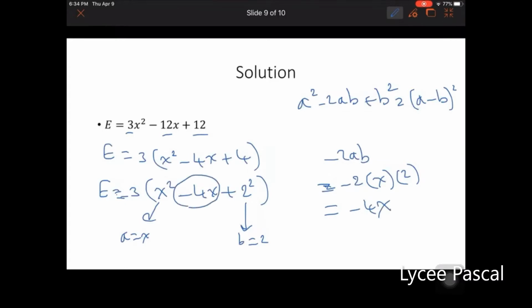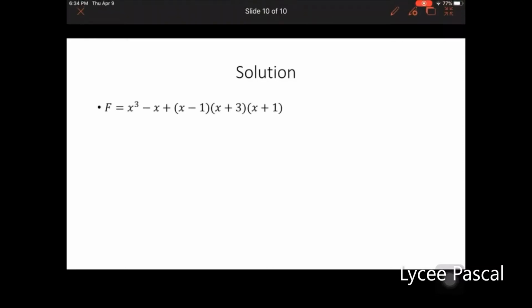Now f. Here f is x cubed minus x plus x minus 1 into x plus 3 into x plus 1. Pay attention, students: x minus 1 into x plus 3 into x plus 1, this is one term because they are a product. So f equals, between x cubed and x, we can take x as a common factor. We get x into x squared minus 1 plus x minus 1 into x plus 3 into x plus 1.